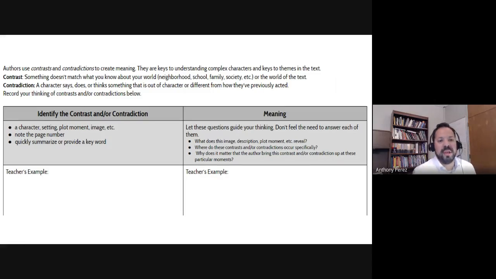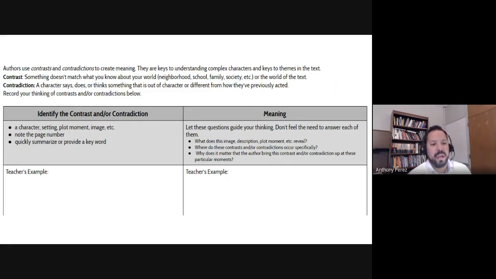So a contrast is something that doesn't match what you know about your world, and that world can be very small, your family, your school, your friend group, your neighborhood, or it could be kind of the world, a global setting, depending if you're reading a dystopian sci-fi or maybe a more realistic fiction set in current times out of school or something like that. So that's a contrast. It's kind of like settings or how big groups of people act, and when it's opposite from what you know from your world.